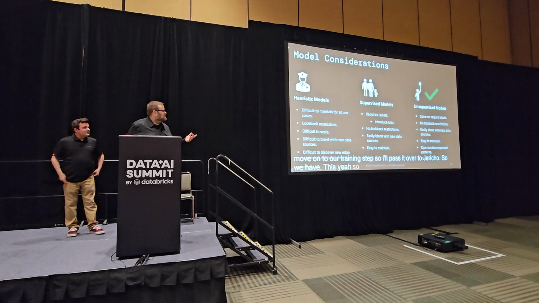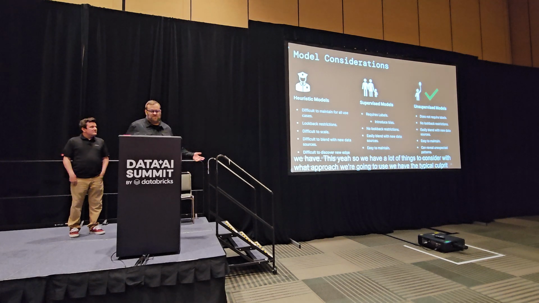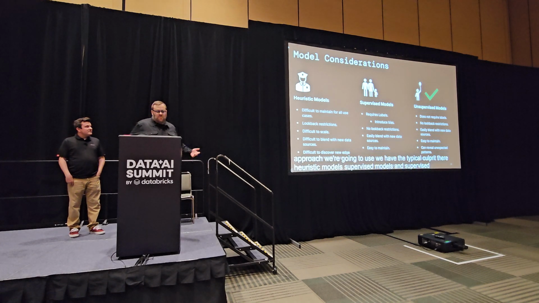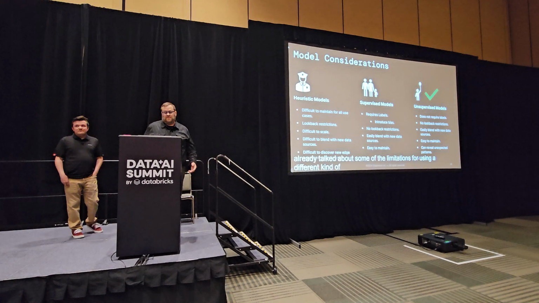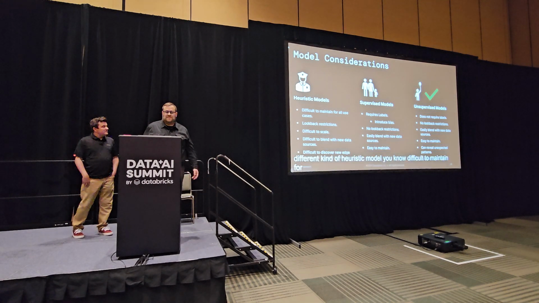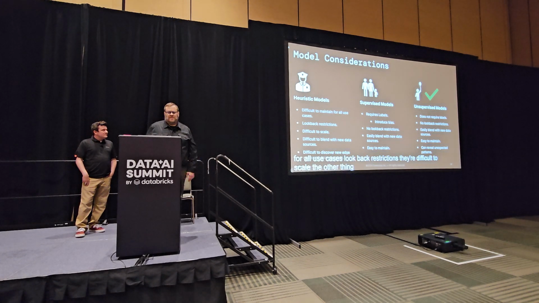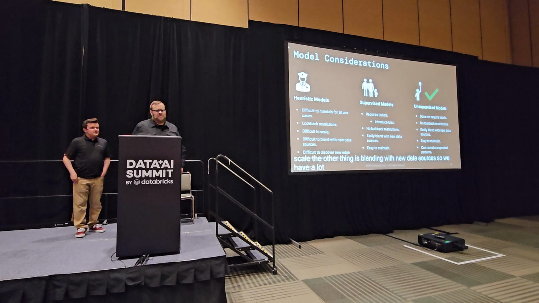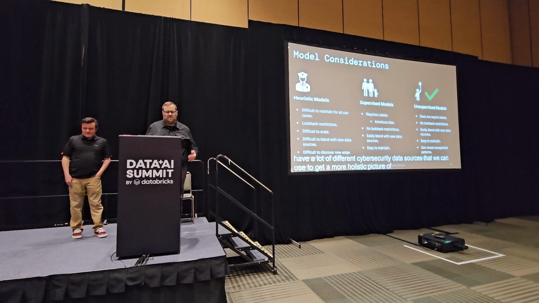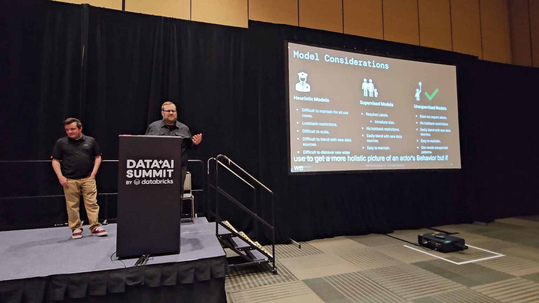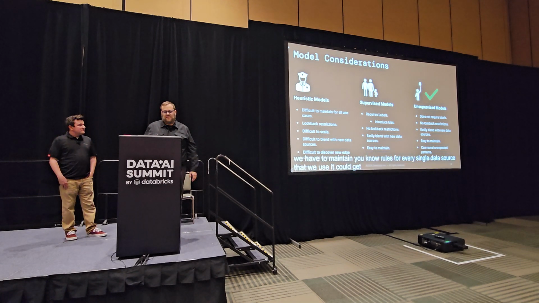So we have a lot of things to consider with what approach we're going to use. The typical culprits here: heuristic models, supervised models, and unsupervised models. We've already talked about some of those limitations for using a heuristic model: difficult to maintain for all use cases, look-back restrictions, difficult to scale. The other thing is blending the data sources. So we have a lot of different cybersecurity data sources that we can use to get a more holistic picture of an actor's behavior. But if we have to maintain rules for every single data source that we use, it can get kind of out of hand.